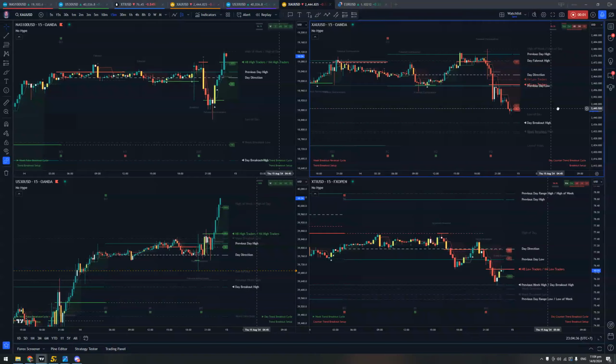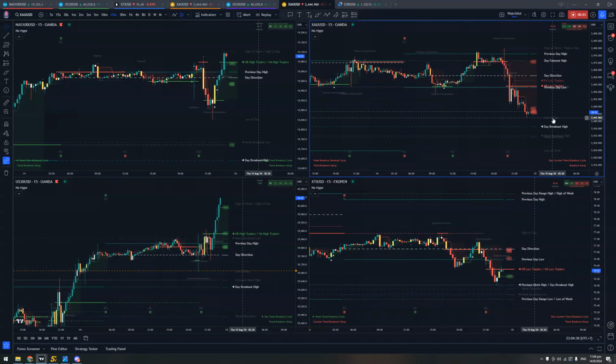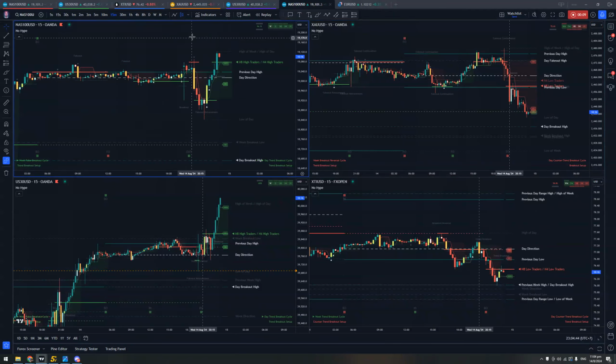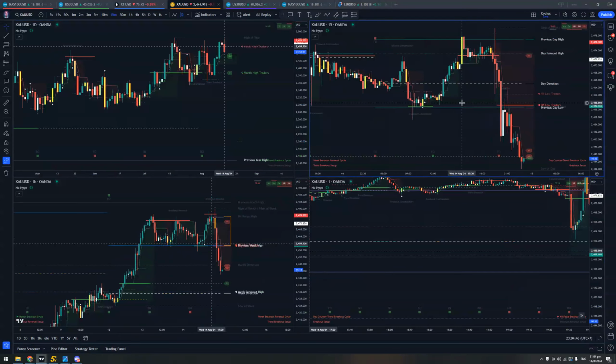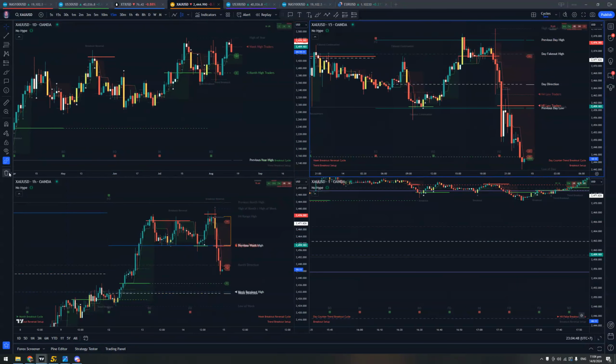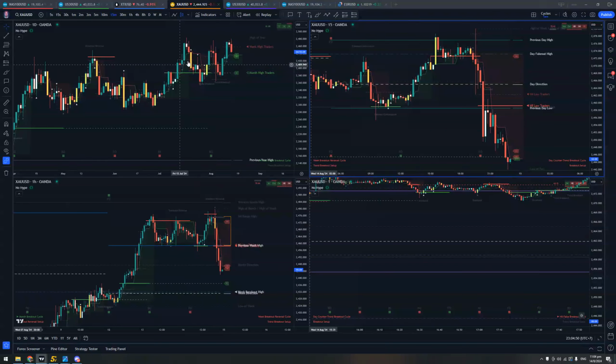Okay, New York session done. These are the pairs I look at in New York session: gold, oil, US30, and NAS. I also looked at the New York Forex pairs, but didn't trade Forex today, so I'll get right into it. Took two trades on gold.